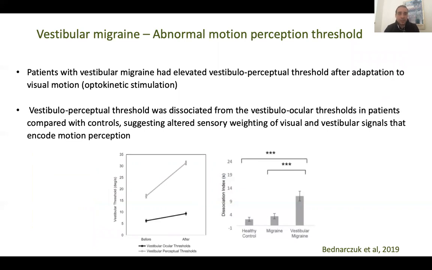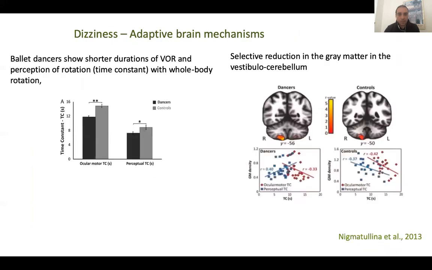Another study has found that patients with vestibular migraine had elevated vestibular perceptual thresholds after adaptation to visual motion. In this study, perceptual threshold was the time between the onset of the motion and the patient reporting the direction of the motion, and the vestibular ocular threshold was the time elapsed between the motion and the onset of the nystagmus. So here's before and after for vestibular ocular thresholds, and before and after for vestibular perceptual threshold. The vestibular perceptual threshold was dissociated from the vestibular ocular thresholds in patients compared with controls, suggesting altered sensory weighting of visual and vestibular signals that encode motion perception in these patients.